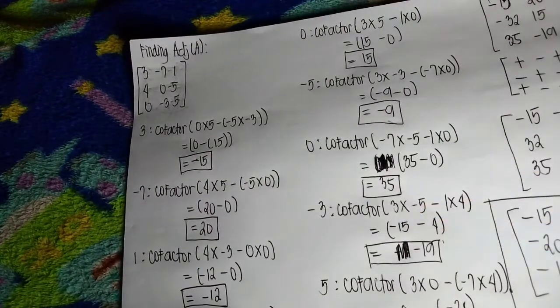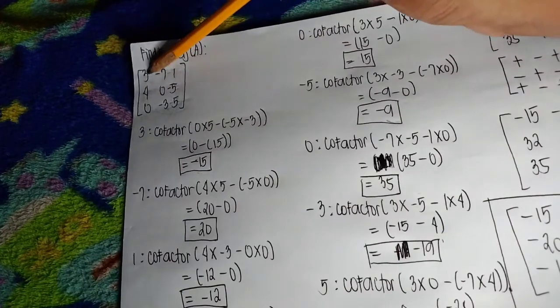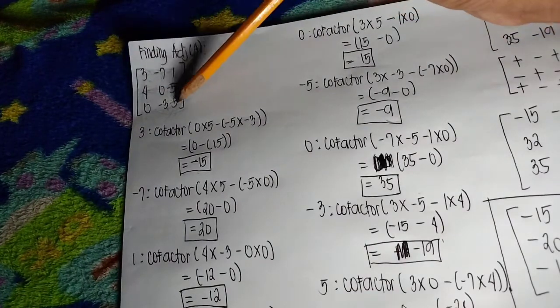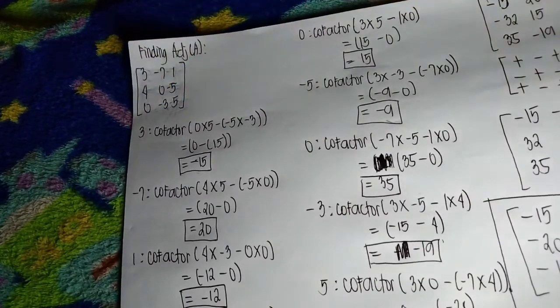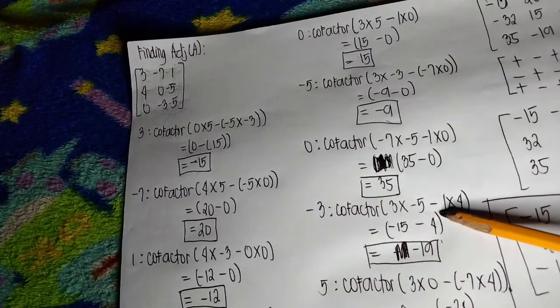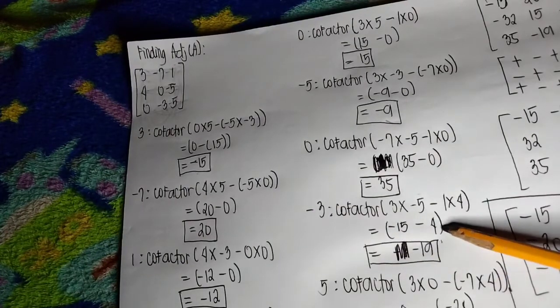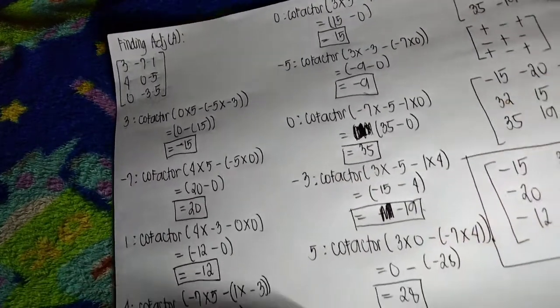Then, next is negative 3. Cover din. Tapos, 3 times negative 5 at saka 1 times 4. So, 3 times negative 5 is equals to negative 15 minus 1 times 4 is equals to 4. Negative 15 minus 4 is equals to negative 19.